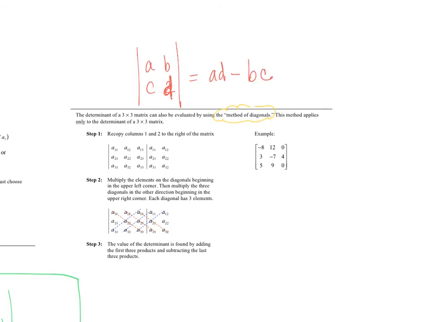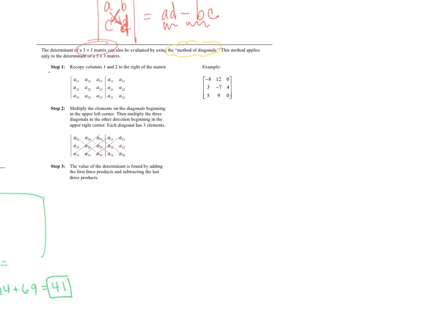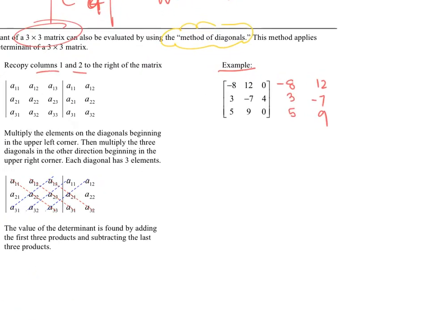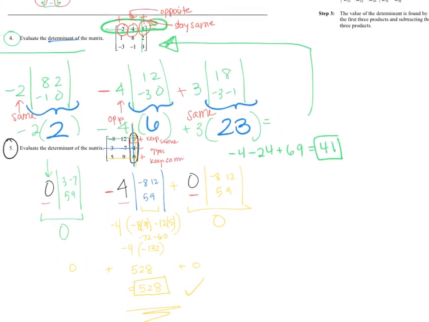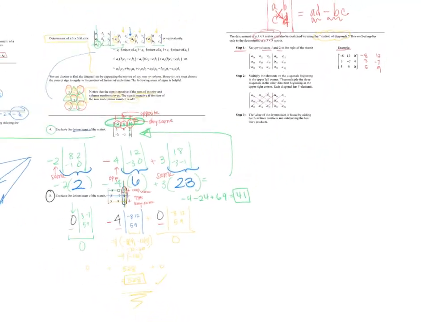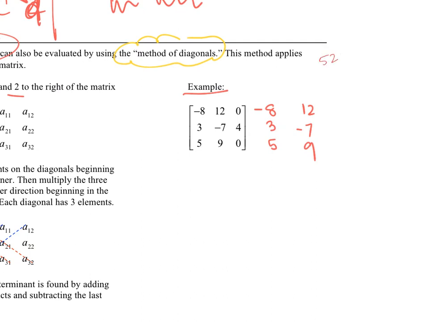If you like that feeling, we can set up a 3 by 3 matrix to do the same thing. So in a forward direction, we have that positive. Backwards direction, we have that negative. So let's see what I mean. You can recopy column 1 and 2. So if I'm looking at this example here, I'm going to recopy column 1, -8, 3, 5, and column 2, 12, -7, 9. And I just want to point out that this is actually the same matrix that we found the determinant to be 528 down here. So we should get the same answer. I'm going to keep that in mind, 528.